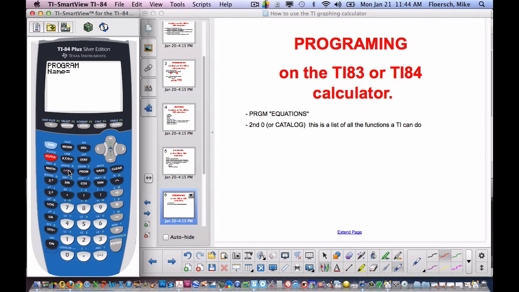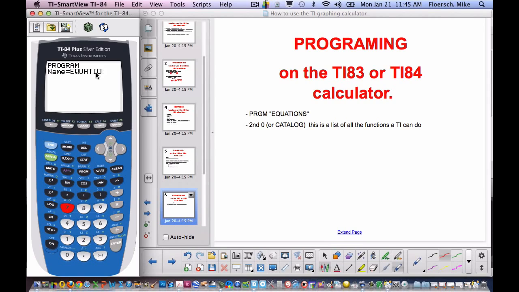Here are all my letters, A, B, C, D, E, F, and I want to type in, let's just say, equations to remember. So I would hit E, Q, U, A, T, I, O, N, and I'm just going to leave it as equatio, because I think I have an equation already in there.